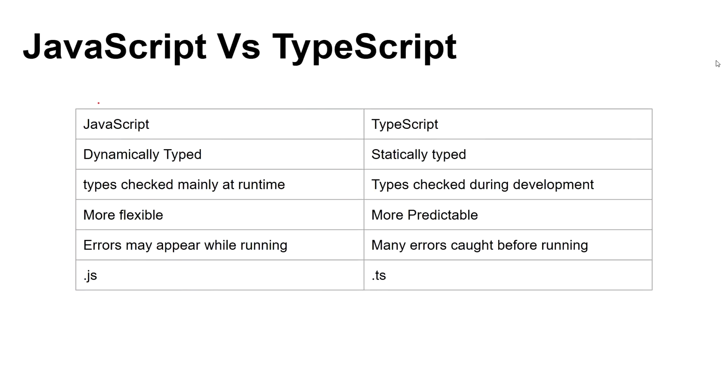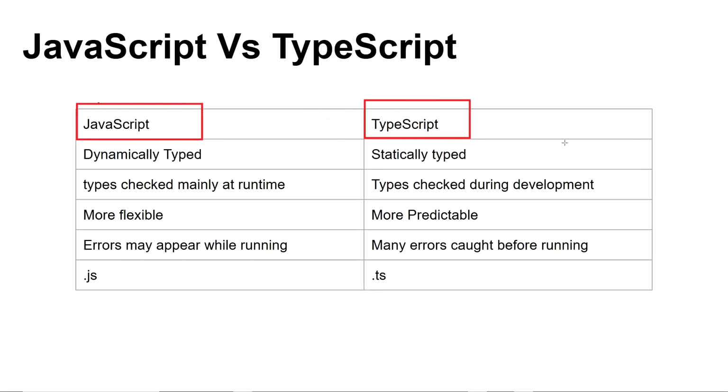TypeScript versus JavaScript. JavaScript is dynamically typed, while TypeScript is statically typed. JavaScript checks types mainly at runtime, so errors show up while running, whereas TypeScript checks during development, while writing, which eliminates those errors. JavaScript is flexible because once we declare a variable, we can give it a value of strings, numbers, booleans, etc. But in TypeScript, we cannot do such flexible things. Due to that, we can say it is predictable.